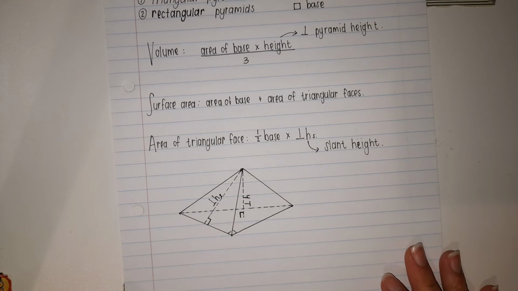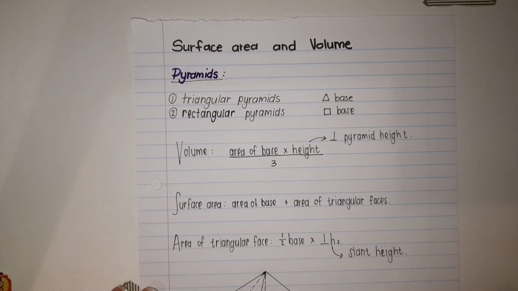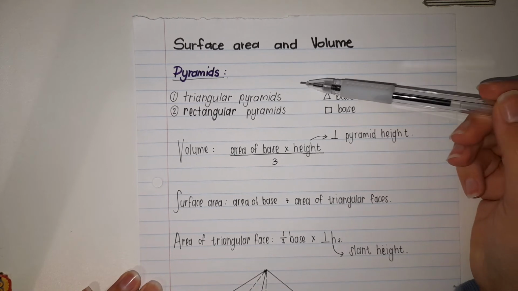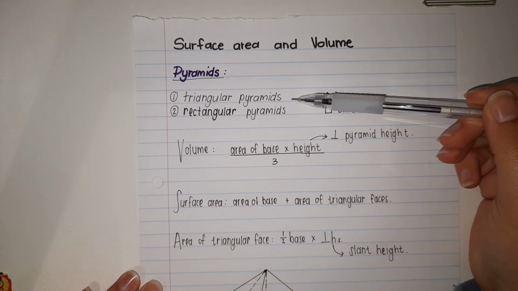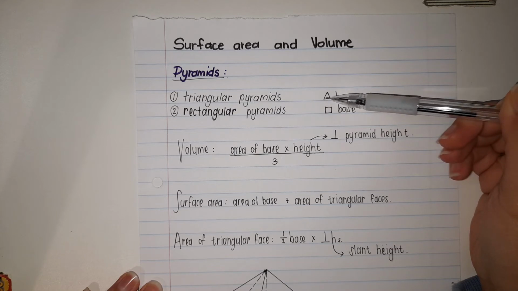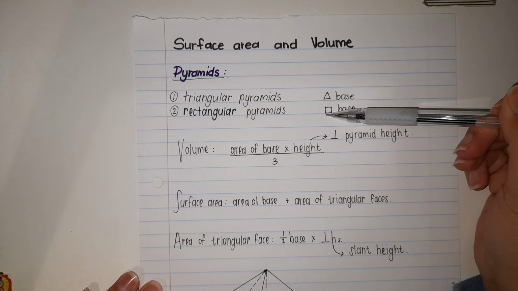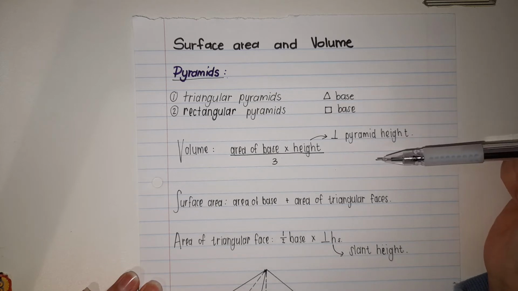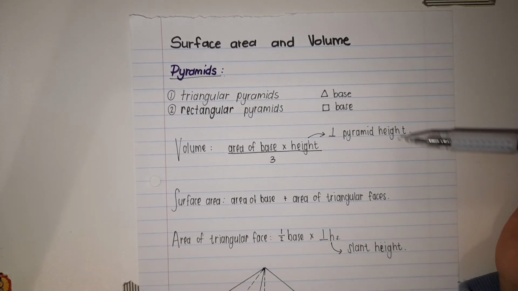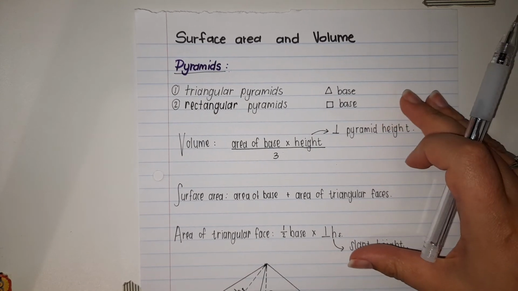So that's our sphere. Now for our pyramids. With pyramids in grade 10, you're going to have two different ones: either a triangular pyramid, which means my base is going to be a triangle, or a rectangular pyramid, which means my base is going to be a rectangle. But that does not change anything with my formulas. You'll see what I mean now.